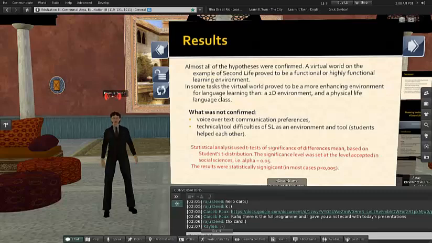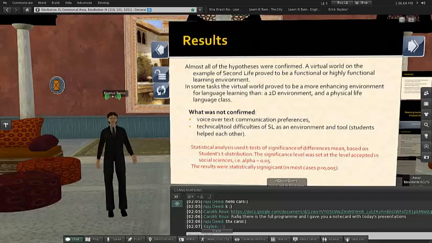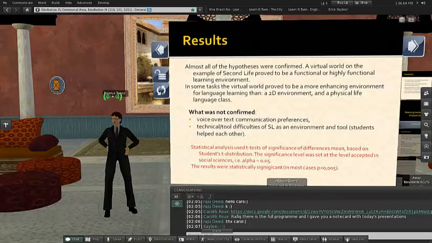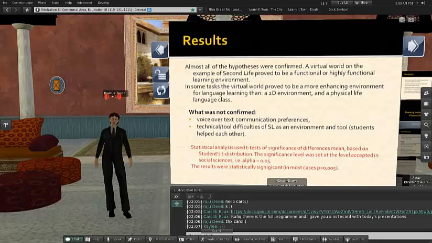Okay, but what is not confirmed? Voice over text. That was interesting because I hoped that the students would be enthusiastic, that they could speak to all the different people from different corners of the world during the classes. No, the majority preferred text chatting. Now, technical tool difficulties. They found this not at a high level as I had assumed, but at a low level, probably because I put much effort at the very beginning of the project to take care of my students and to give them good technical training before performing the activities. And I also developed some collaboration techniques, so that the students helped each other with the viewer, with the avatar, changing clothes and stuff.